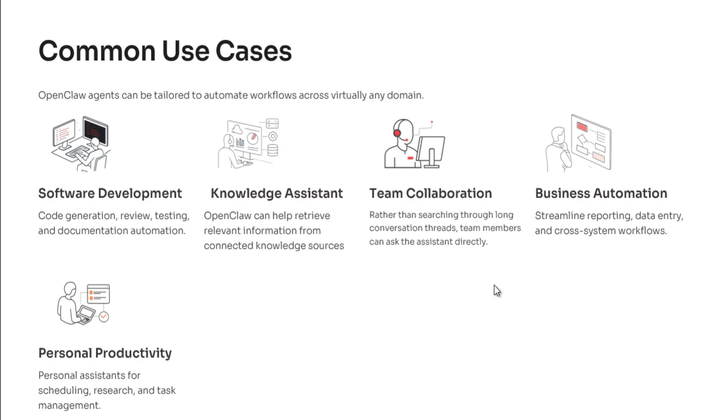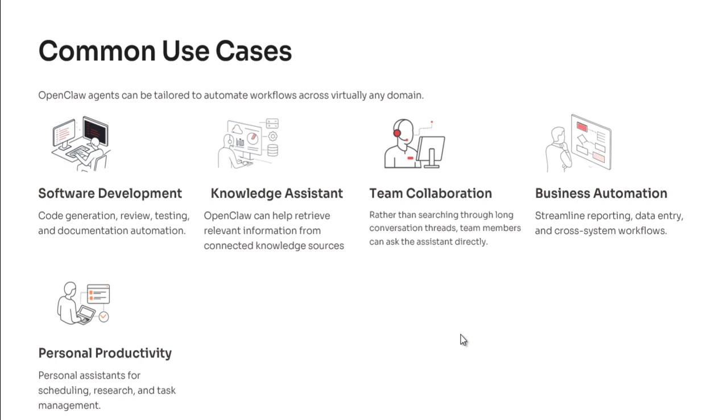Now, if we talk about the second use case, it can be used as a knowledge assistant. Organizations often store information across many documents and knowledge bases. Instead of manually searching through folders or documentation, users can simply ask questions. For example, what is our leave policy? Or show me the installation step for our internal application. OpenClaw can help retrieve relevant information from connected knowledge sources, making it easier to find answers quickly.